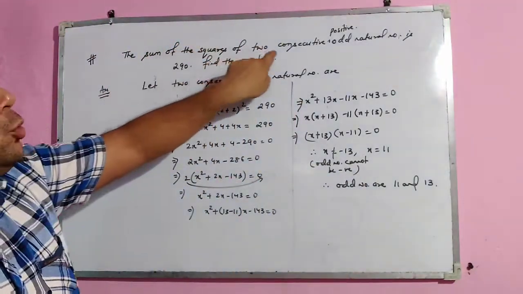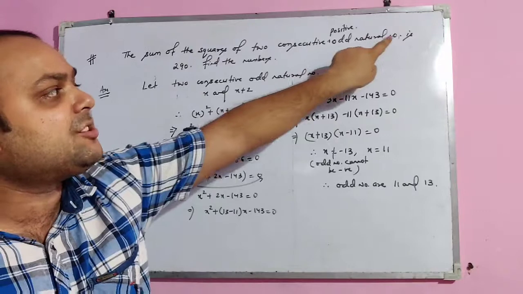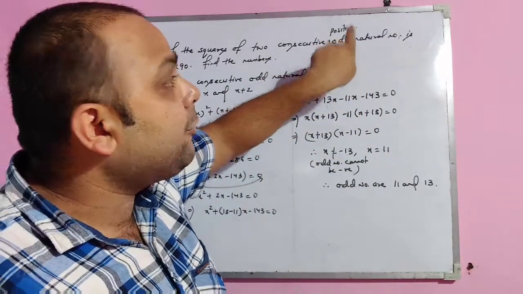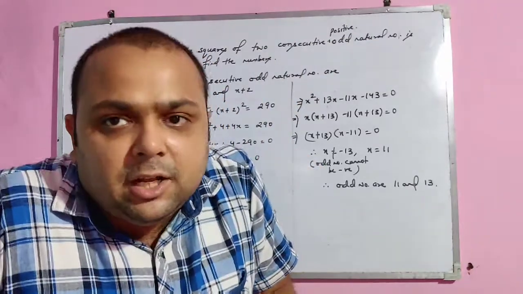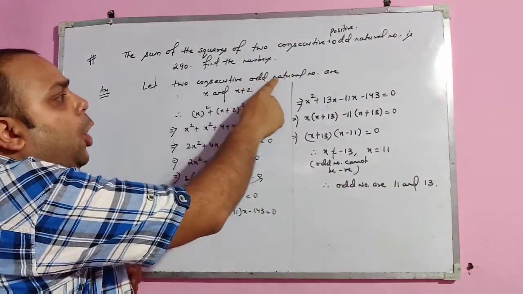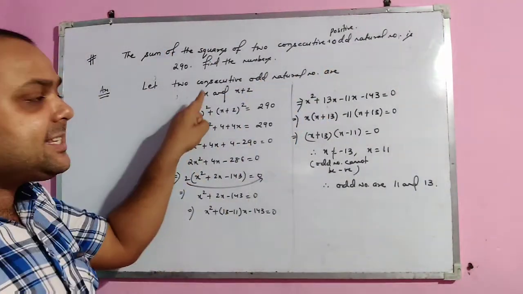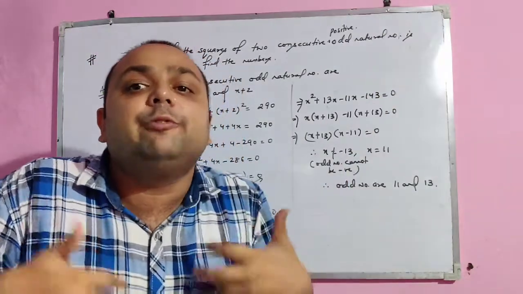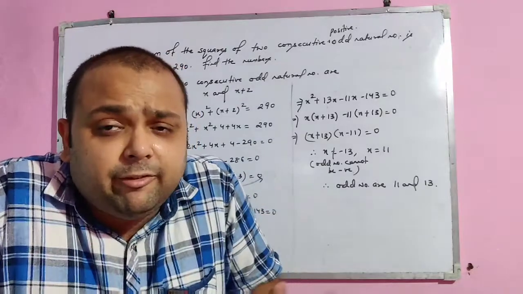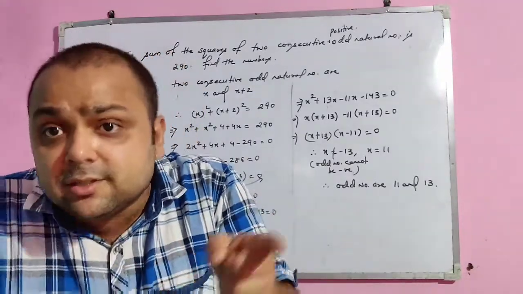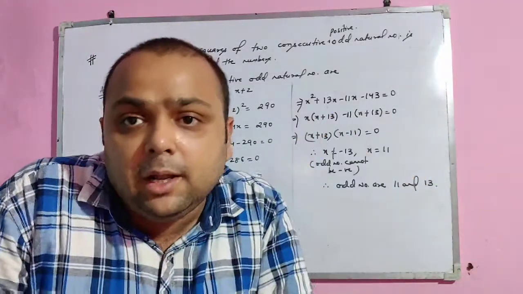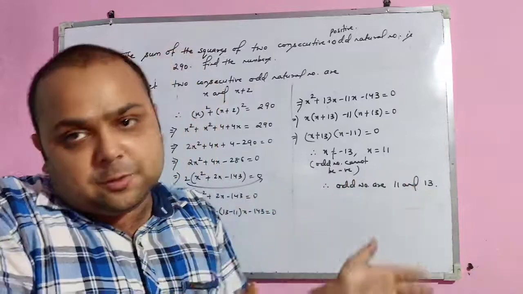The sum of the squares of two consecutive positive odd natural numbers is 290. Find the numbers. In this there is the word consecutive odd. If it is consecutive even, then also we'll do it with the same method. Let the two consecutive odd natural numbers be x and x plus 2. If it is even also, we take x and x plus 2. But if it is written only consecutive, we'll take x and x plus 1. So this is the difference you need to understand. In the simple case, take x and x plus 1; in the case of odd and even, you can take x and x plus 2.